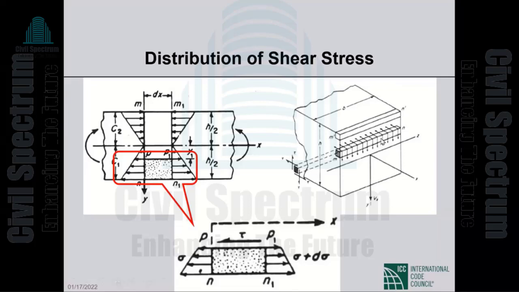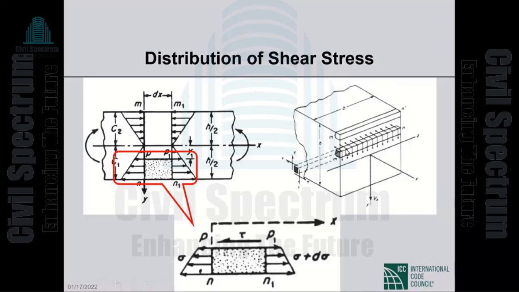infinitesimal strips parallel to the z-axis. Z-axis is this one. This is x, this is y, this is z. So these strips are parallel to the z-axis. So dividing the cross-section into infinitesimal strips parallel to the z-axis, it is reasonable to assume that on any one such strip, the shear stress tau will be uniform across the width of the beam.